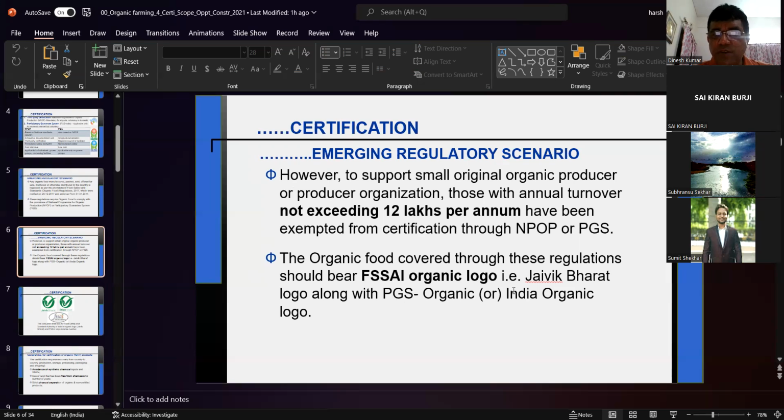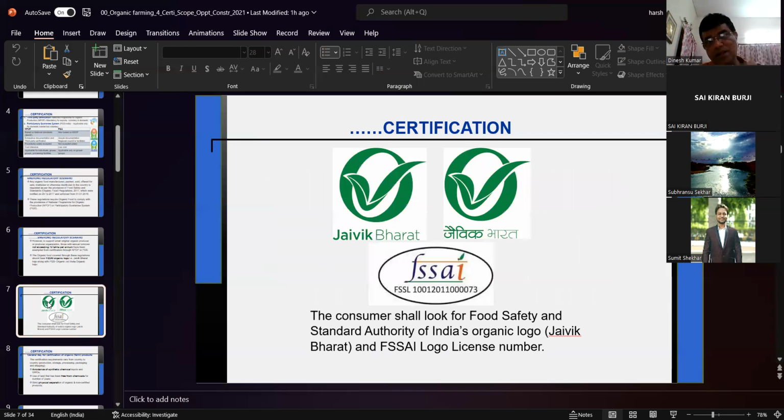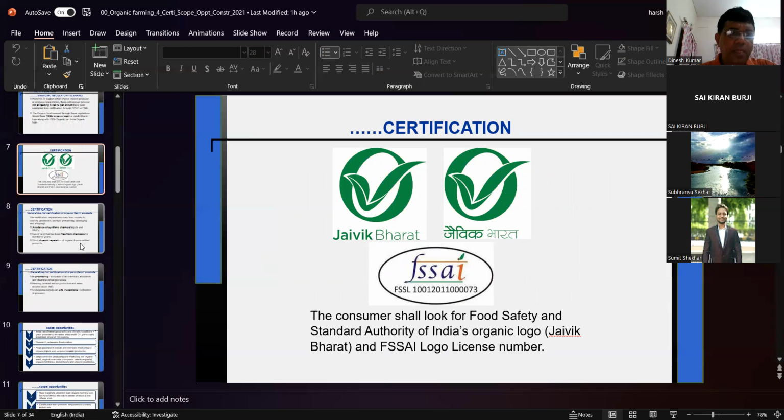The organic food covered through these regulations should bear the FSSAI organic logo. Means those who are beyond 12 lakhs must have the logo of Jaivik Bharat, or PGS organic, India organic logo. Like this, you can see, this is the logo from FSSAI, this green Jaivik Bharat in English or Jaivik Bharat in Hindi, you can have it. And you can see the license number of FSSAI.